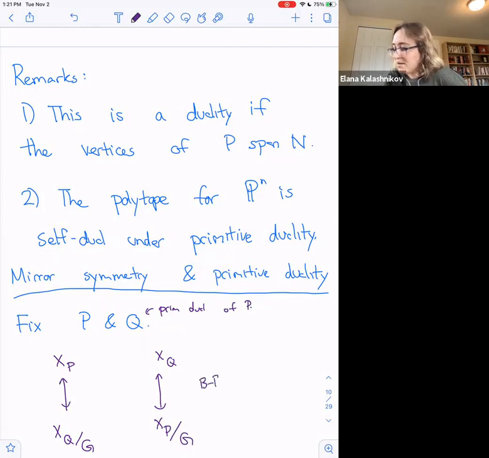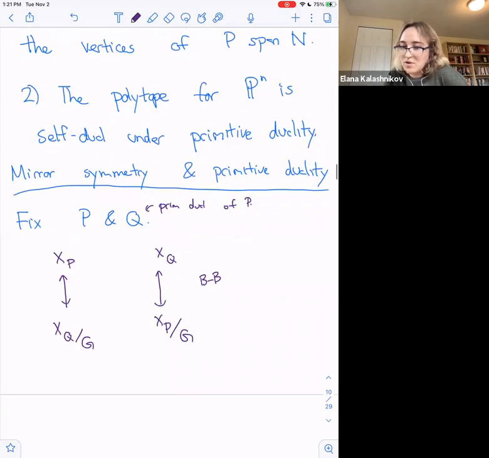So this here is Batyrev-Borisov, and this group G is isomorphic to the lattice quotient M mod M bar, using the notation in the definition, which you could also describe as M bar dual modulo N. So these lattices are going to act on X_Q and X_P so that you can form this quotient. So that's what mirror symmetry does here.